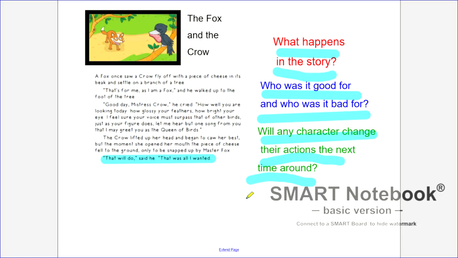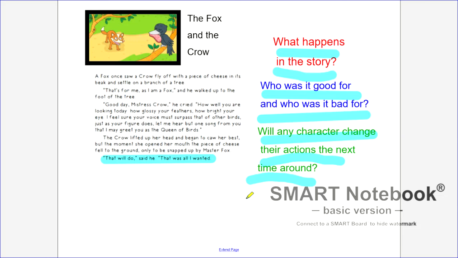So I'm going to read it one more time and we'll see if we can figure out that central message. Again, thinking what happens in the story, who was it good for and who was it bad for, so which characters were happy because of the actions in the story and which ones were upset, and will any characters change their actions the next time around? So, for instance, the fox got what he wanted, so he probably won't change his actions, but the crow ended up sad at the end of the story, so the crow might change their actions the next time around.